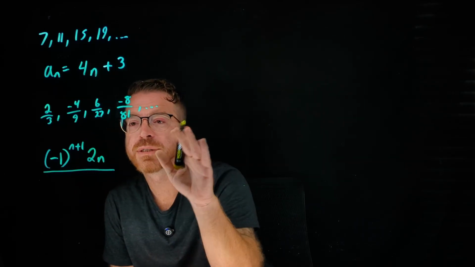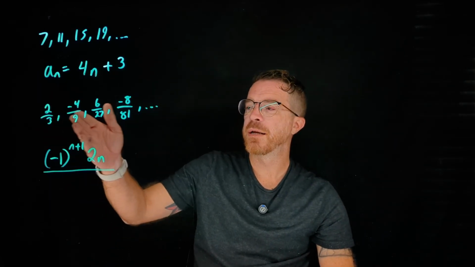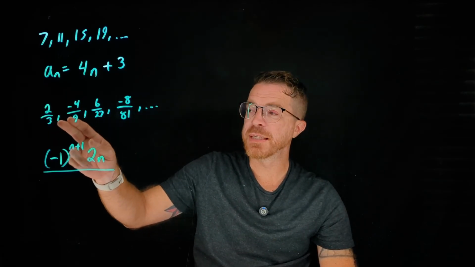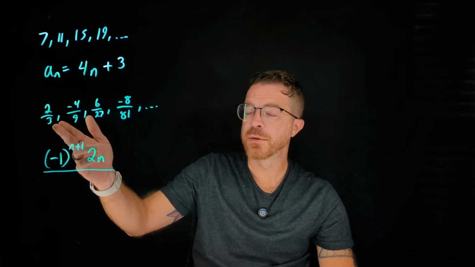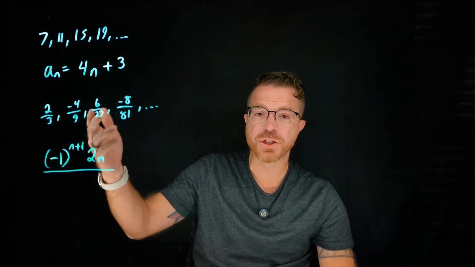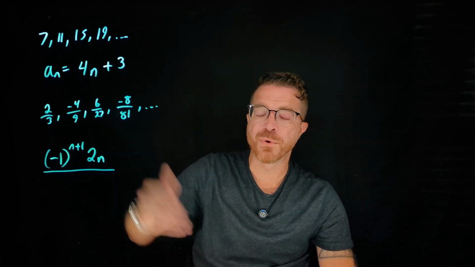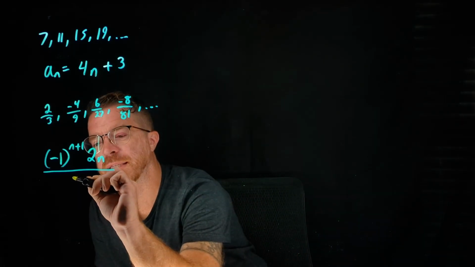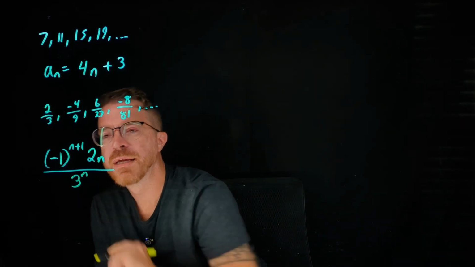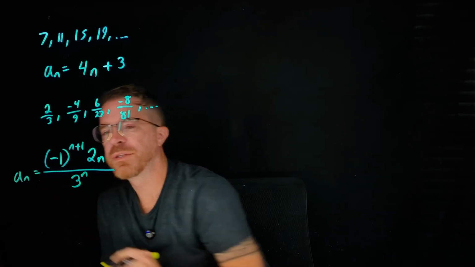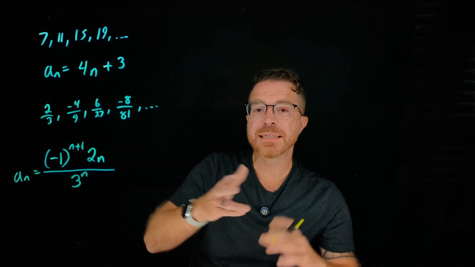And now we want to focus on the denominator. We have 3, 9, 27, 81. Now I can see from this sequence that this is going to be powers of 3. 3 to the first power is 3. 3 squared is 9. 3 to the third power, or cubed, is 27. 3 to the fourth power is 81. So I would say that this is going to be over 3 to the n. And now we have the function that describes this sequence.